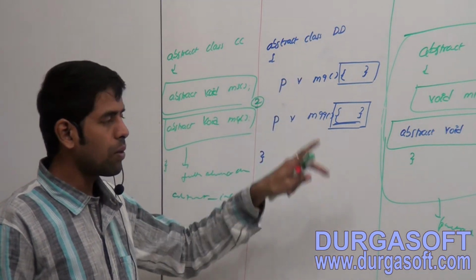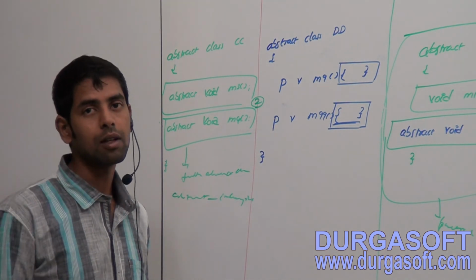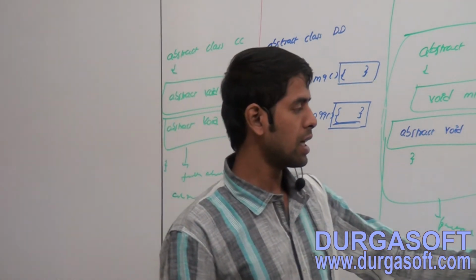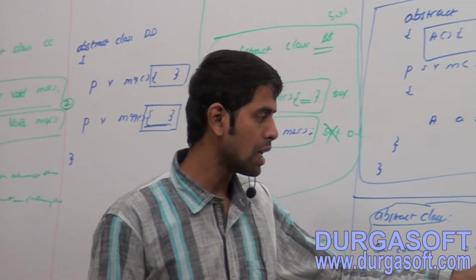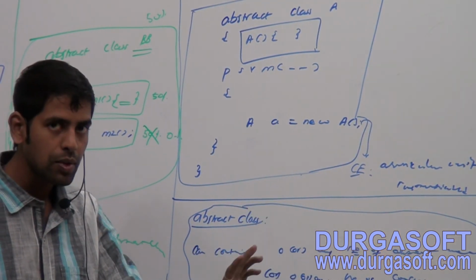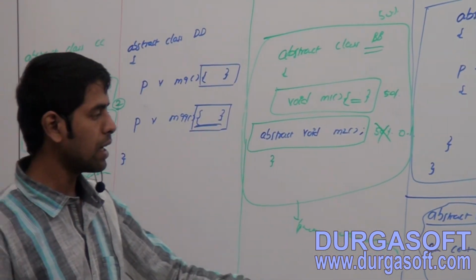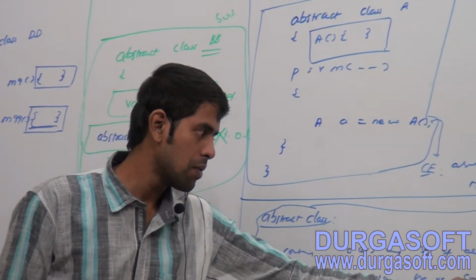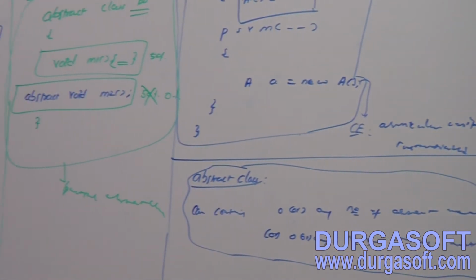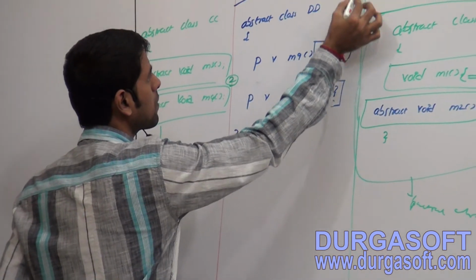Do we have any abstract methods here? No abstract methods. Observe here, it can contain 0 or any number of abstract methods. Here, how many abstract methods? 0. It can contain 0 or any number of concrete methods. Here any number represents 2. Now what is the use of such type of classes?